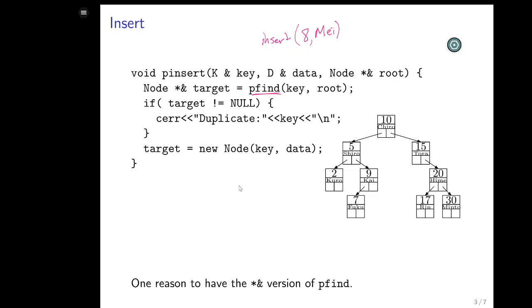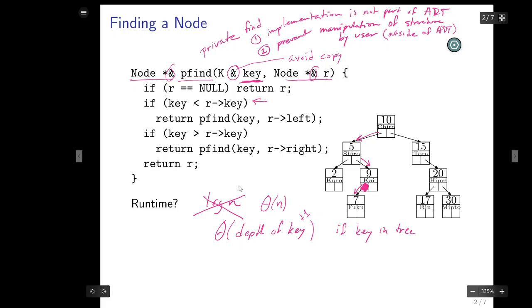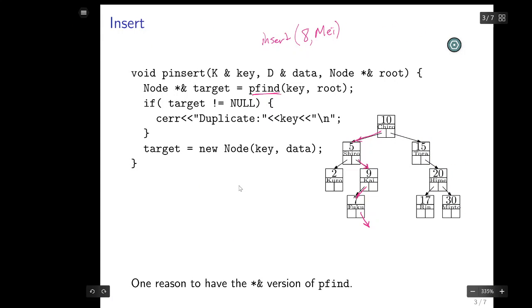I follow find's operations, because that's the first thing that gets called. And find says, I do what I do. I'm going to try to find it. I compare 8 against 10, and 8 is smaller, so I go this way. I compare 8 against 5, and 8 is larger, so I go this way. I compare 8 against 9, and 8 is smaller, so I go this way. And I compare 8 against 7, and 8 is larger, and so I go this way. And when that happens, what does find do? It hits a null pointer, and it returns it. But it returns a reference to the null pointer. And so I get a reference to that pointer.